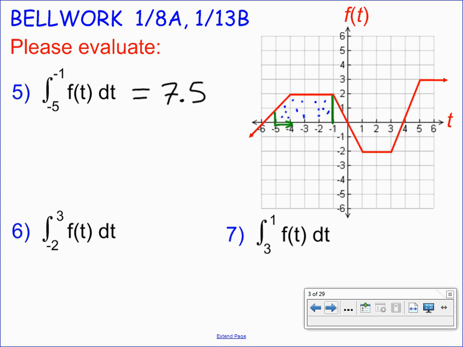And then -2 to 3. That's a different problem. That's starting here and scanning to the upper limit of 3. And now area above counts as a positive contribution. Area below is going to count as a negative contribution. So it looks to me like this area below is going to cancel out that positive contribution from the corresponding area above and leave me with a net value of that definite integral of -2.